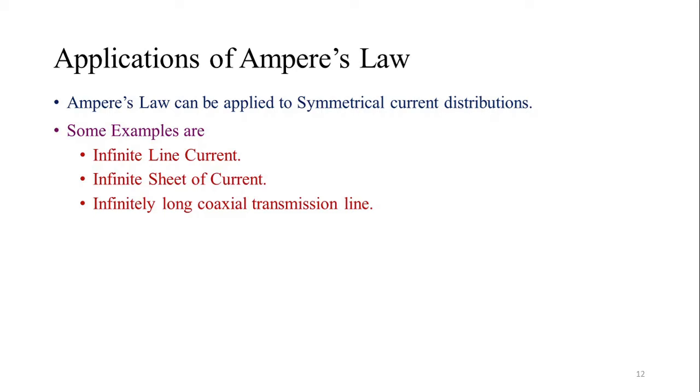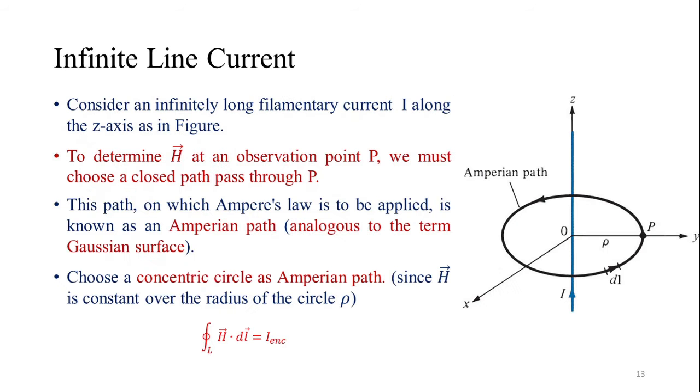The only condition is it is applicable only to symmetrical current distribution. If you know a symmetrical current distribution, then from that current distribution you can calculate the total field. That is the great advantage of Ampere's circuital law. Now let's see some examples such as infinite line current, infinite sheet of current, and infinitely long coaxial transmission lines.